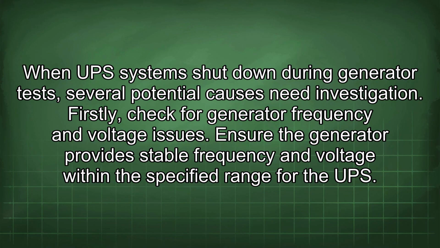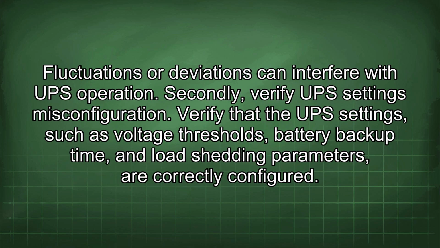When UPS systems shut down during generator tests, several potential causes need investigation. Firstly, check for generator frequency and voltage issues. Ensure the generator provides stable frequency and voltage within the specified range for the UPS. Fluctuations or deviations can interfere with UPS operation.